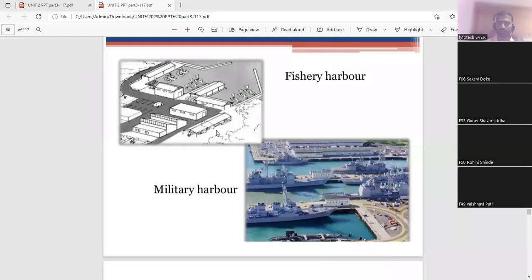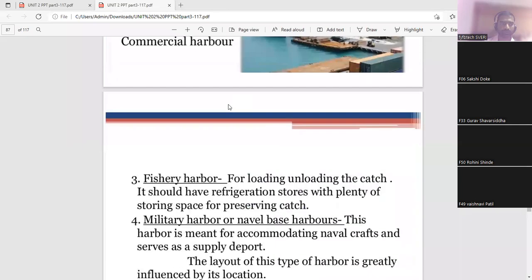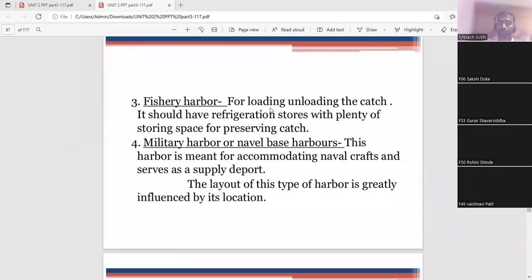Here it is fishery harbor. In this fishery harbor, when the fishes are taken out, they will be kept in refrigeration. See, in the fishery, for loading and unloading of the catch, meaning fishing only, it should have refrigeration stores with plenty of storing space for preserving the catch. Catch means not only fish, that may be fish, that may be crab, anything from the water bodies. Whatever is extracted from the water.